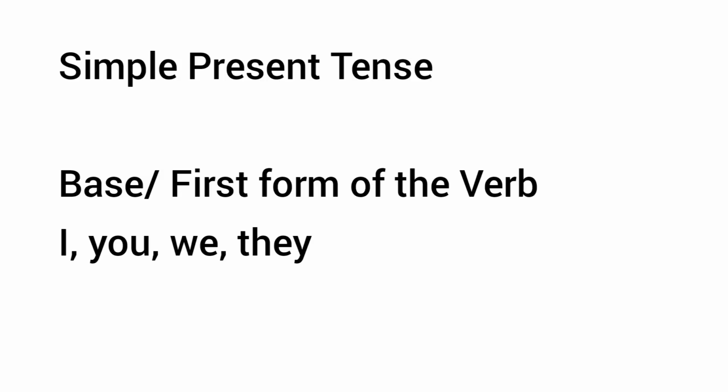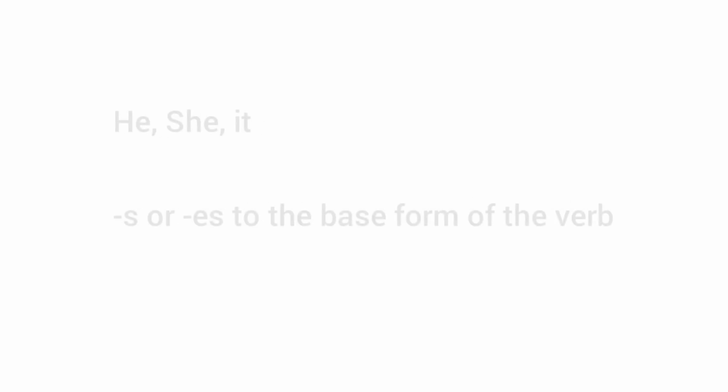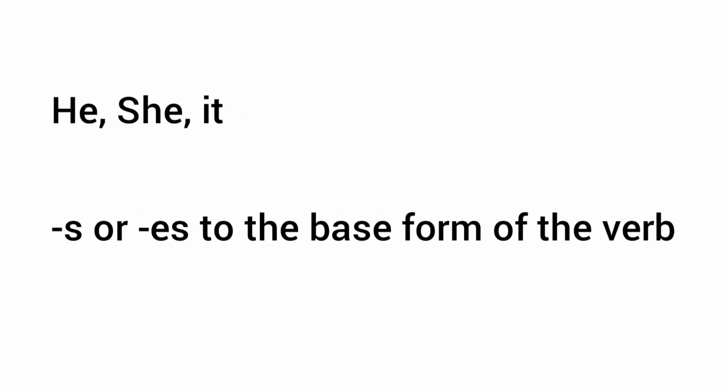Okay, so to form the simple present tense, we use the base form of the verb for most subjects like I, you, we, they. For example, we play football, or I play football, you play football, or they play football. However, when we talk about he, she, or it, we add suffix s or suffix es to the base form of the verb. For example, he plays football or she plays football.